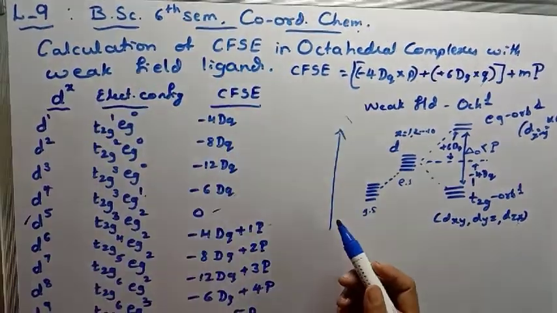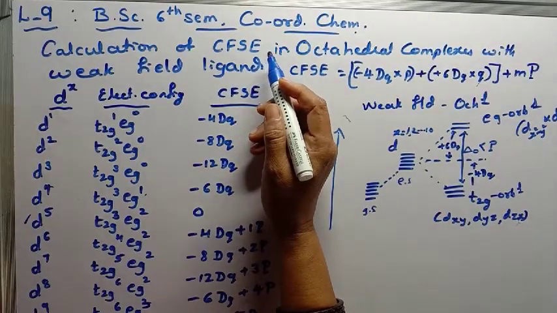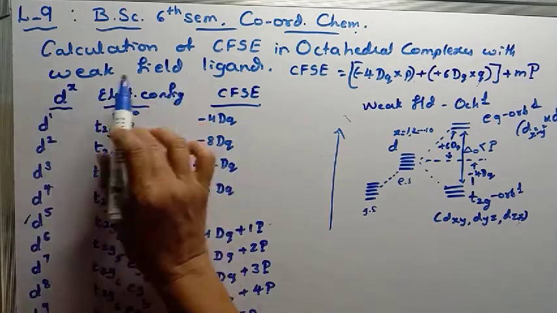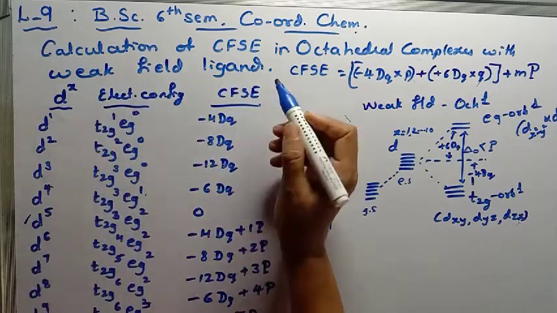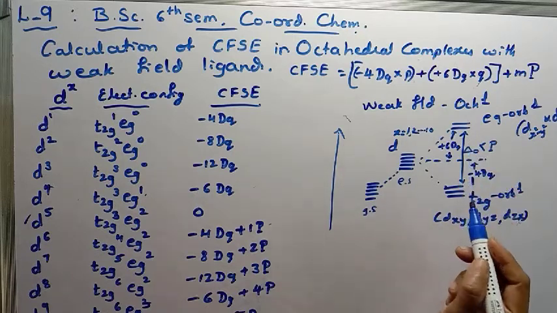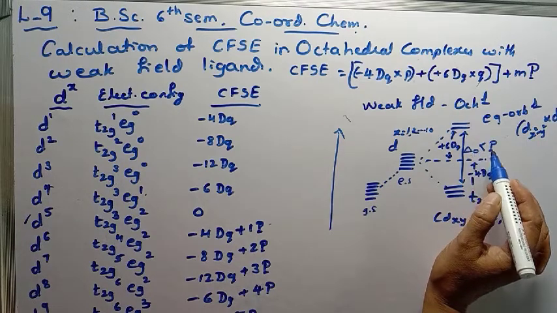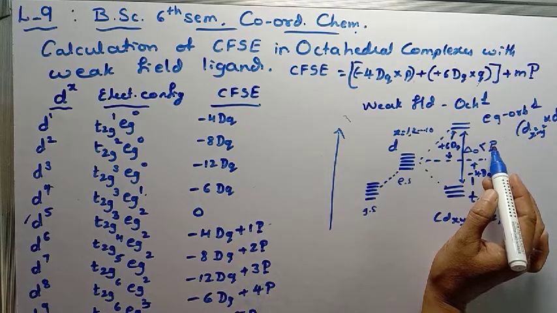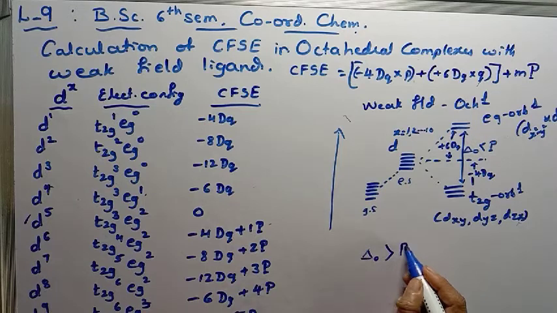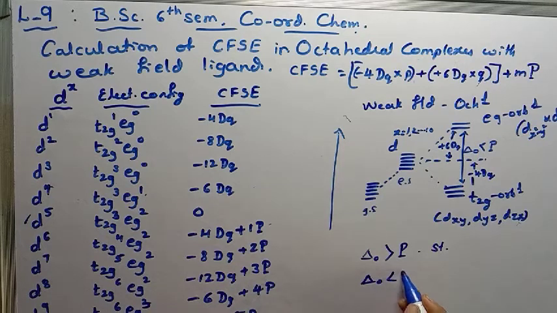Okay, so in the last class you have studied calculation of crystal field stabilization energy in case of octahedral complexes with strong field. Today we'll do the same with respect to weak field ligand. That means when the weak field approaches the metal ion. The splitting of d orbitals takes place in the same way, but the difference is here delta O is less than pairing energy. In case of strong field delta O is greater than pairing energy. So this is in case of strong field and this is in case of weak field.